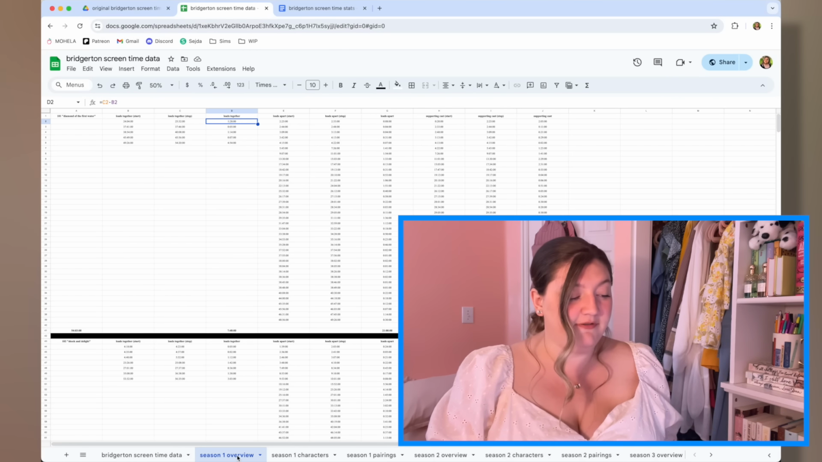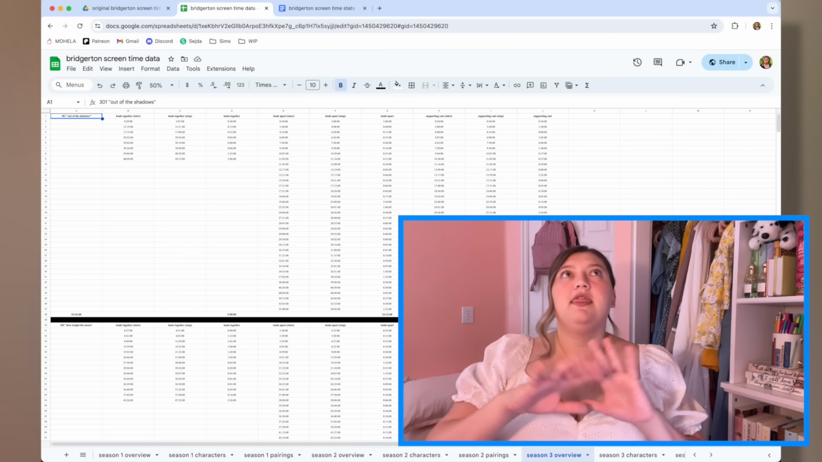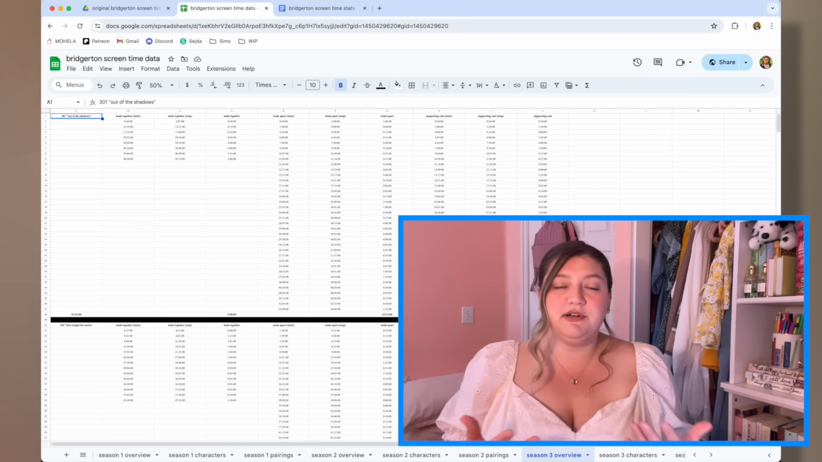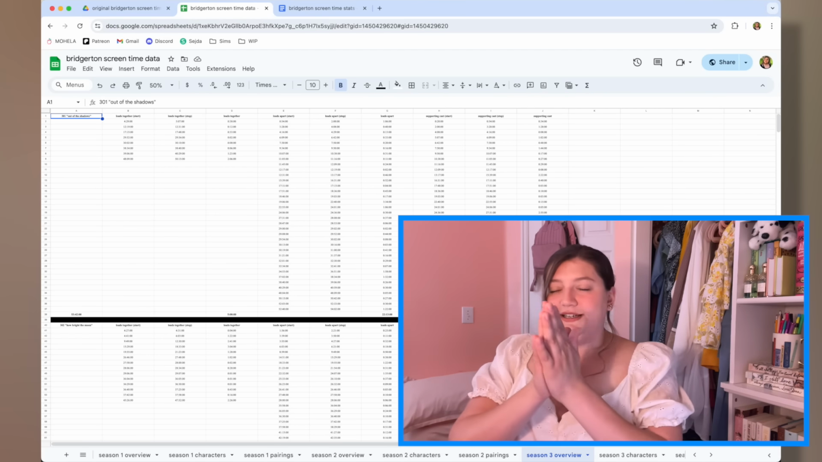So that is the overview tab. Season 1 overview, season 2 overview, season 3 overview. That is where we're calculating the percentage of the total runtime that is dedicated to the leads together, the leads apart, and the supporting cast.